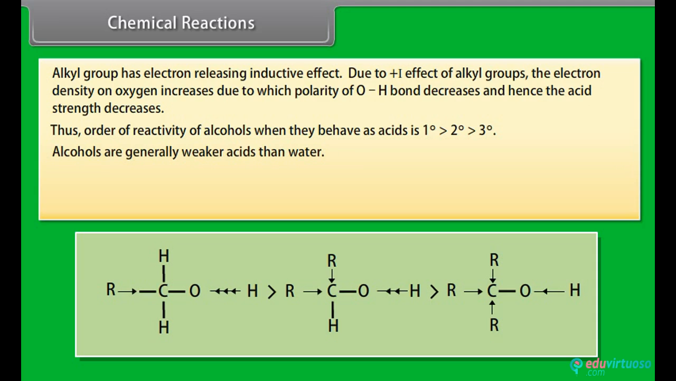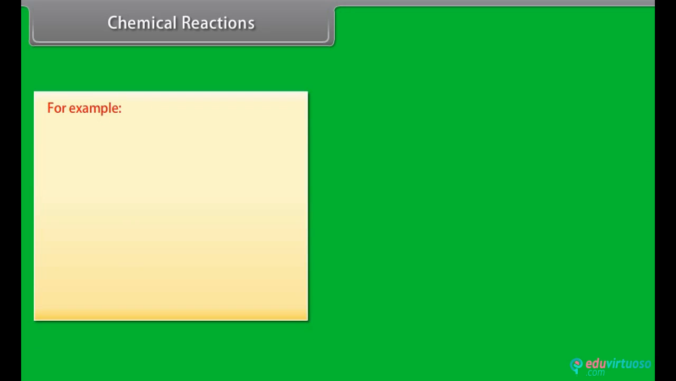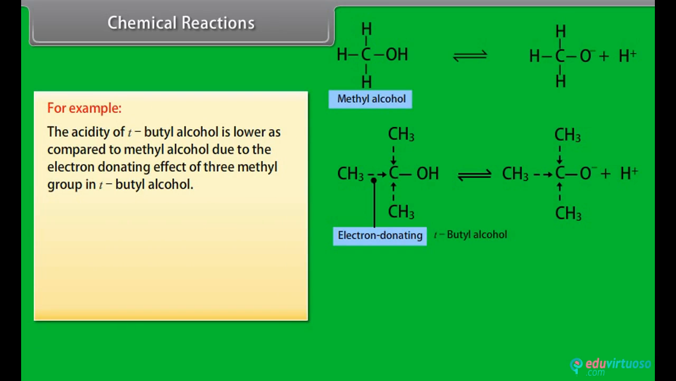Alcohols are generally weaker acids than water. The relative acidities of alcohols are affected by the substituents attached to the carbon carrying the hydroxyl group, often by an electronic effect called the inductive effect. For example, the acidity of tert-butyl alcohol is lower as compared to methyl alcohol due to the electron donating effect of 3-methyl group in tert-butyl alcohol.